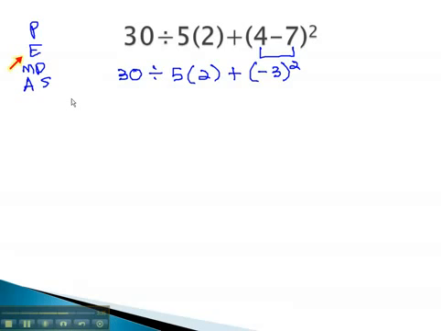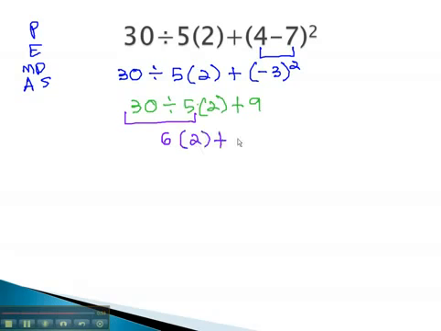Next order of operations gives us exponents. We do the exponent next. 30 divided by 5 times 2 plus, and negative 3 squared is 9. 30 divided by 5 times 2 plus 9. Next, we do our multiplication and division, which must be done from left to right, which means division comes first, reading left to right. 30 divided by 5 is 6 times 2 plus 9.